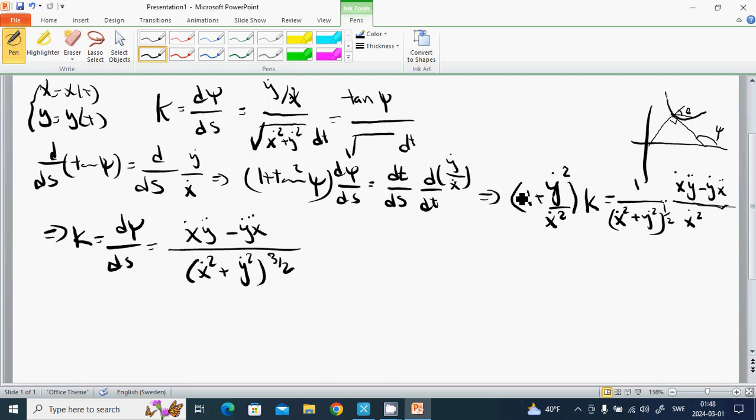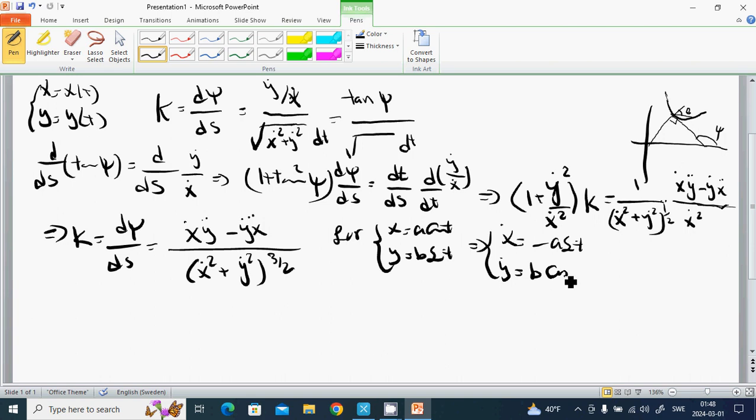Example for an ellipse: x equals a cosine t, y equals b sine t. Then x prime is minus a sin t, y prime is b cosine t, then x double dot equals minus a cosine t, y double dot is minus b sine t, which is minus x, minus y.